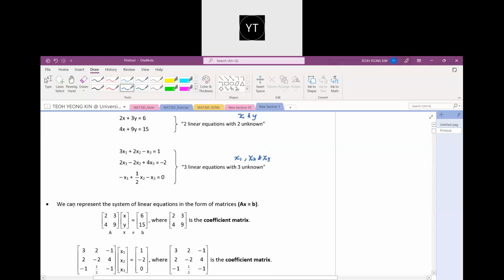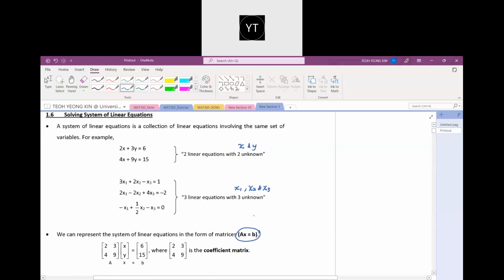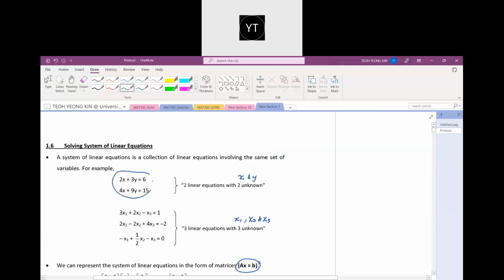So first we can see that we can represent the system of linear equations in the form of Ax equals b. For example, if you look at the coefficients of x and y, dia punya depan ni, nilai ni. So 2, 3. So we represent in matrix. Here is 2 and 3. Bawah dia adalah 4 and 9. Tutup. What are the variables? X and Y. So these are the variables X and Y. And this is equal to, dan ini sama dengan 6 and 15.